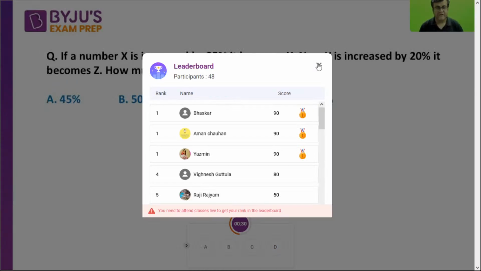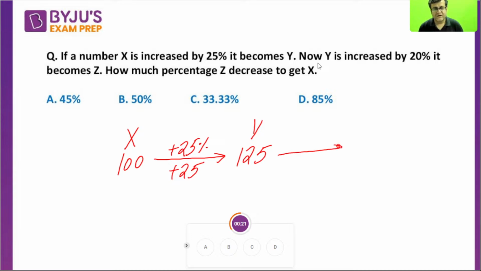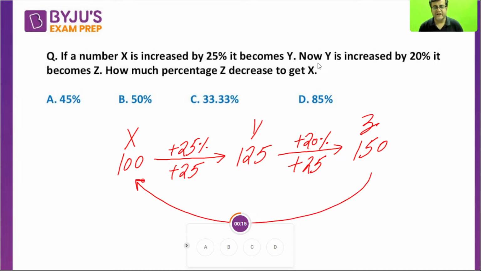C option is right. Very good. Now everybody understand. X, let's suppose 100, increased by 25% will become Y. It is 125. Now Y increased by 20% will become Z. 20% of 125 is 25. It will become 150. Now Z has to become X. How much decrease? 50 upon 150 into 100. That is 100 by 3, which is 33.33%.